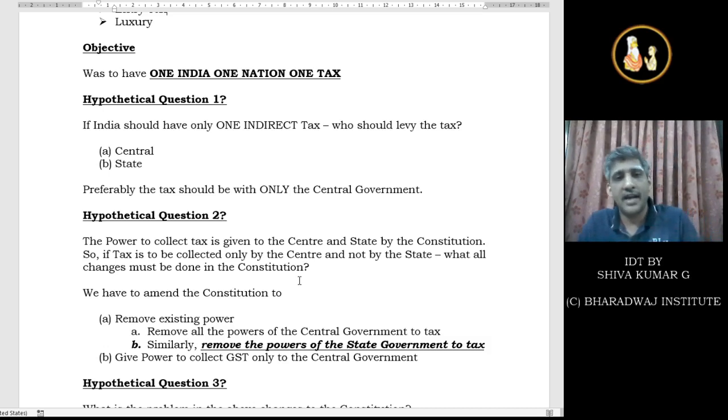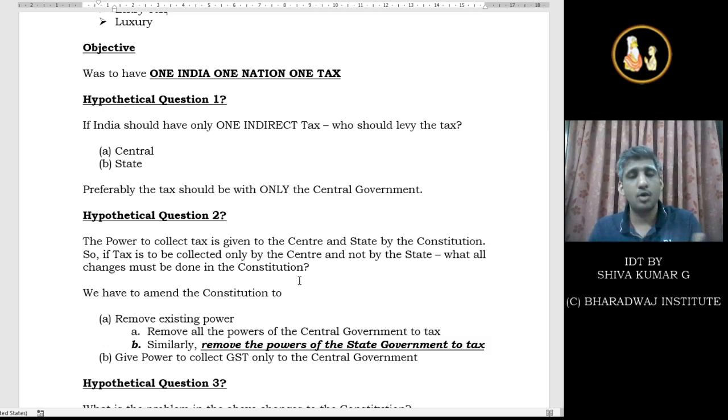So what was the first hypothetical question we had? If it is one India, one nation, one tax, who should levy the tax? We said we have two options, central and state. But entire India should have only one tax, means it is most ideal for the central government to levy the tax. So, if that be the case, what should we do in the constitution? See, in the constitution, the power to levy tax is also with the state government. So, when the state government continues to have powers, they will continue to levy tax.